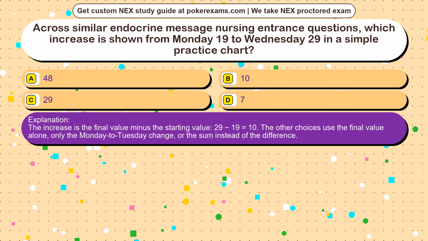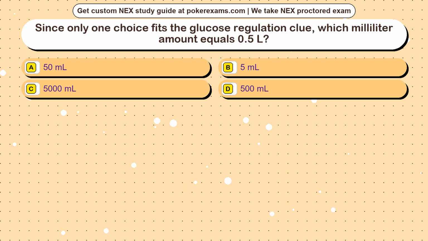Question 21. Since only one choice fits the glucose regulation clue, which milliliter amount equals 0.5 L? Option A, 50 ml. Option B, 5 ml. Option C, 5000 ml. Option D, 500 ml.